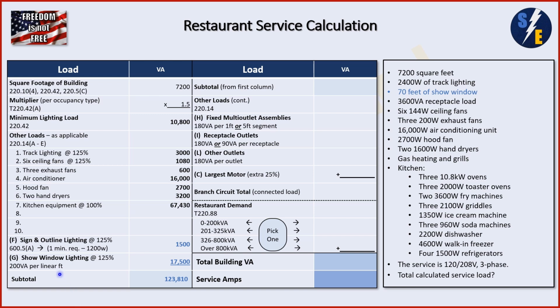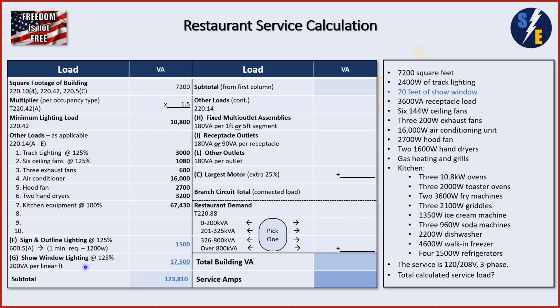Next up, we're going to get onto our sign and outline lighting at 125%. Now we're not told we have a sign or outline lighting, but it is required. You go to 600.5(A) and it tells you that one circuit is required at 1200 watt minimum. Times 125% is 1500 VA.